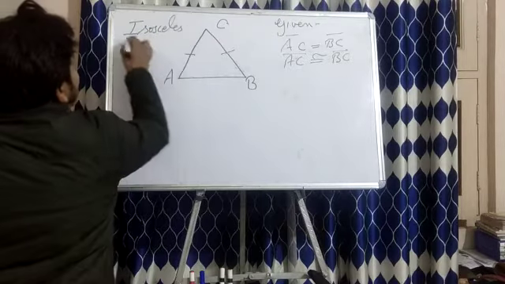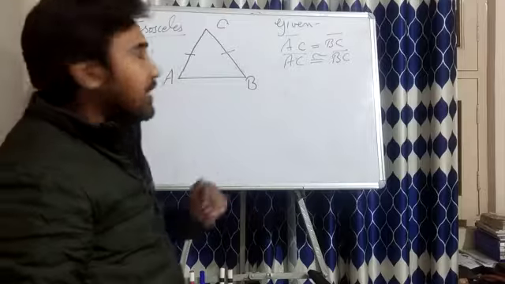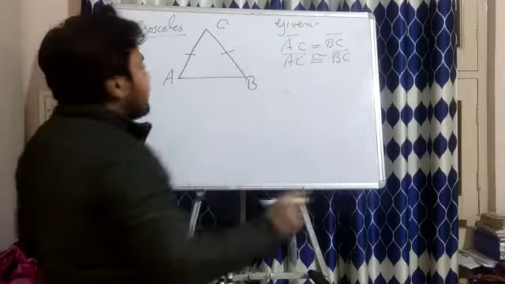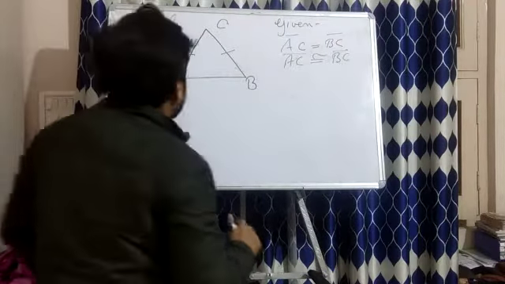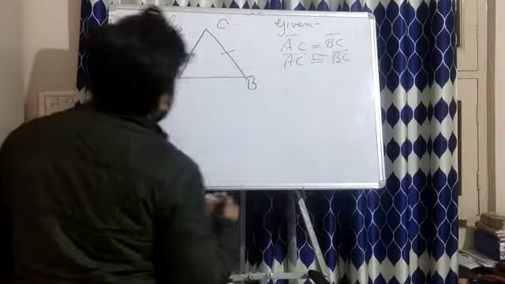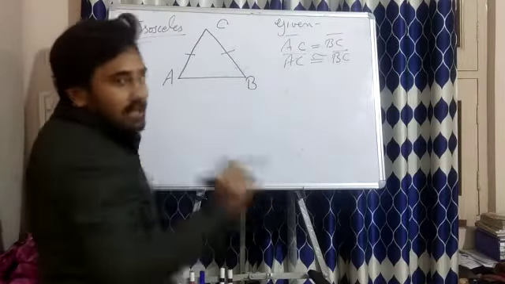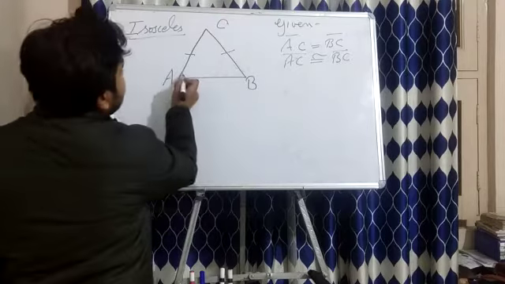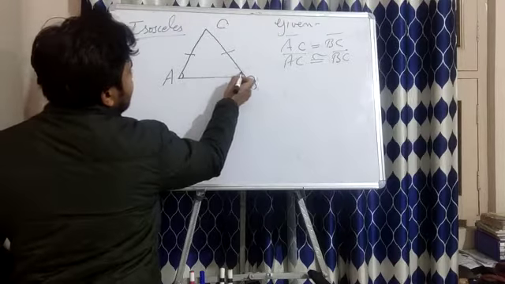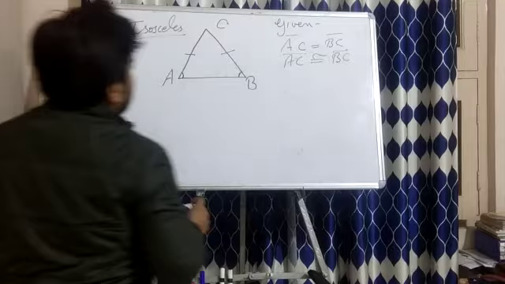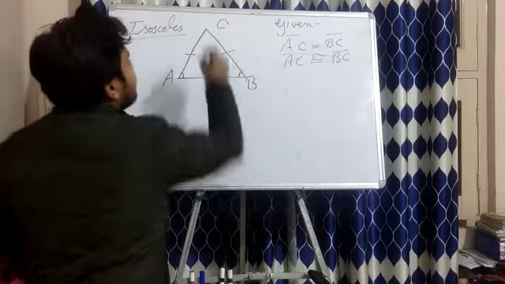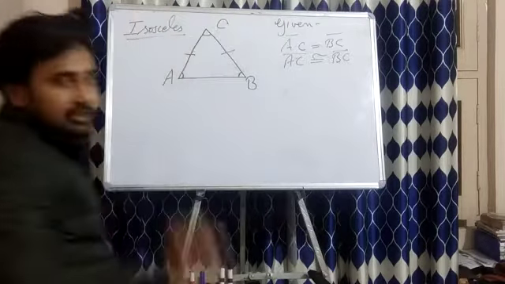Now let me introduce some of the terms related to the isosceles triangle. The two sides which are equal to each other are known as the legs of the triangle, so AC and BC are the legs. The third side which is not equal is known as the base, so AB is the base. The two angles formed by one equal side and the base are known as base angles. The legs form an angle known as the vertex angle, so angle C is the vertex angle.